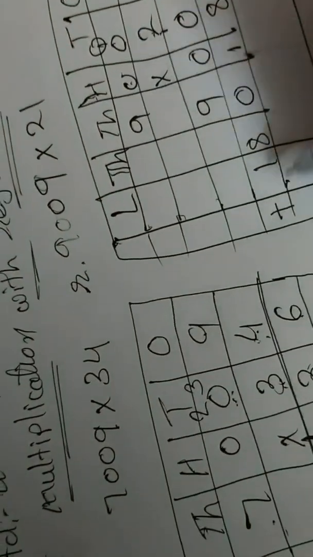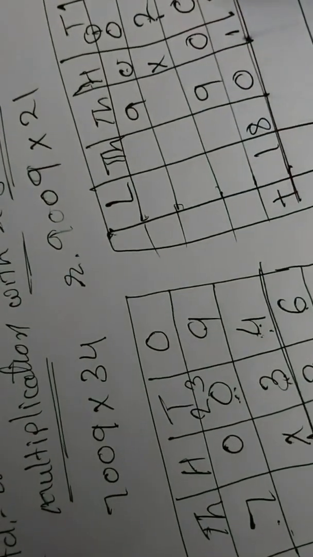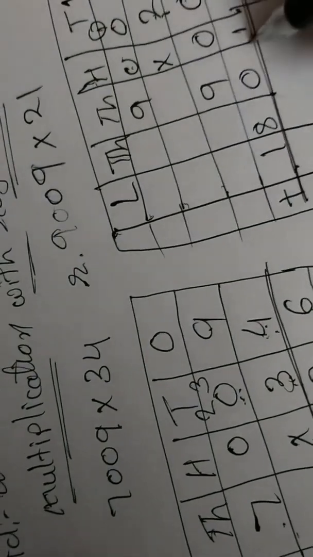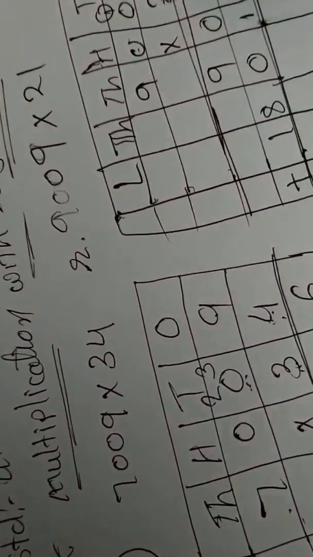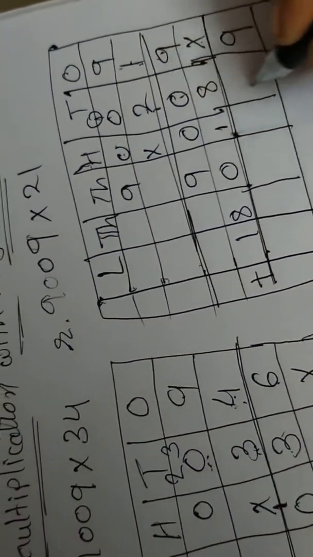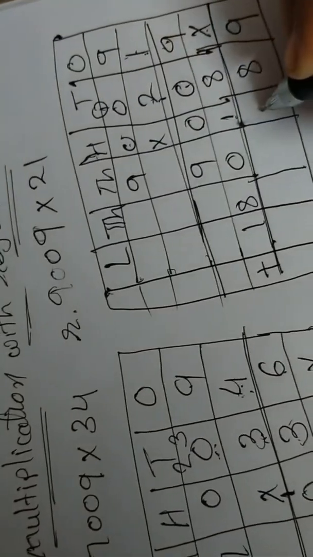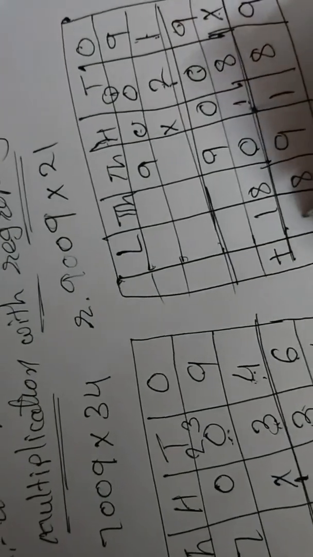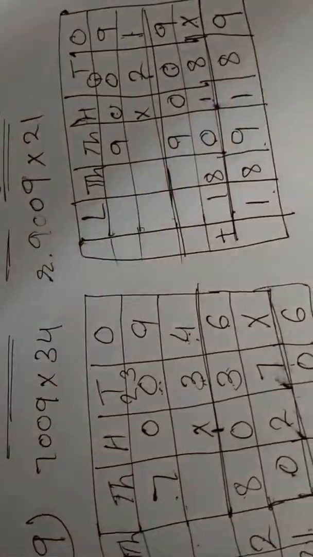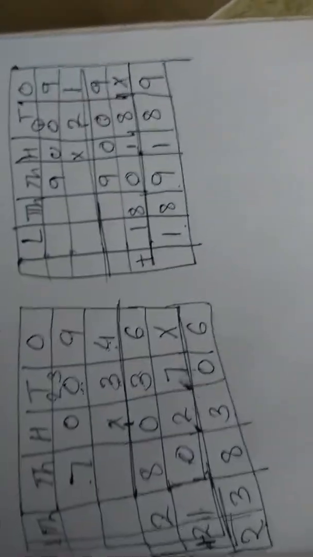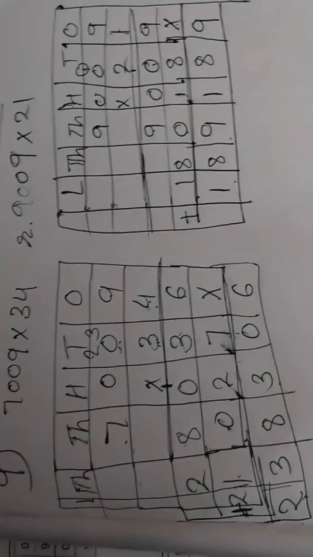Now students, we have to do the plus sign here. We have to do the plus sign and then we have to do the addition. So 9 plus 9 as it is, 0 plus 8, 8, 1 plus 0, 1, 9 plus 0, 9, 8 as it is, 1 as it is. So the answer is 1,89,189. Now students, I'll give you 1 minute, you have to complete your work.